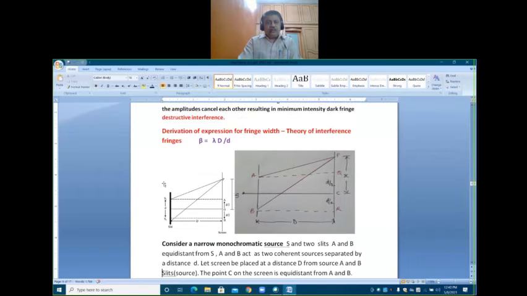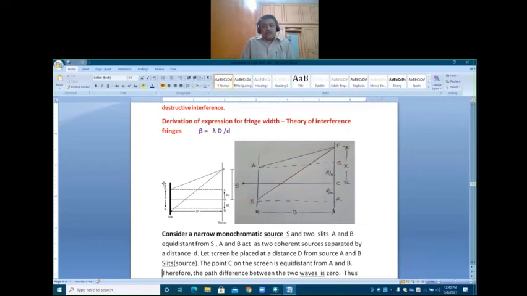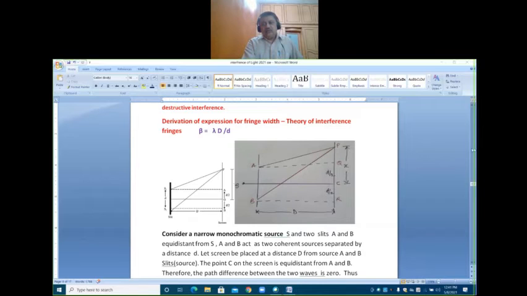Now, for the theory, you also know about fringe width beta. So we need to derive an equation, that is the equation for fringe width beta. You will be asked to describe Young's double slit experiment with the theory, which is for a full 10 marks. So at that time you need to derive the expression for fringe width, that is the theory of interference.